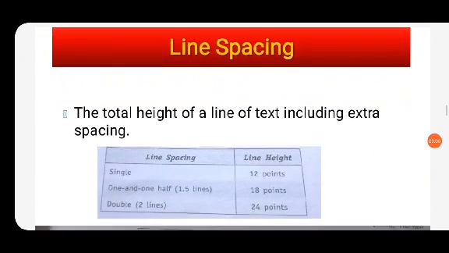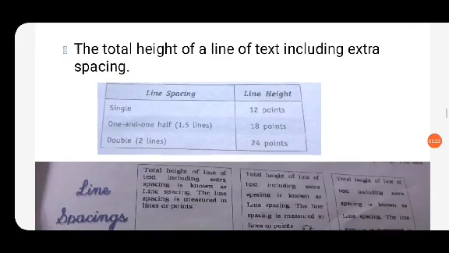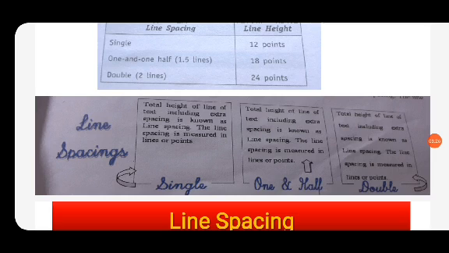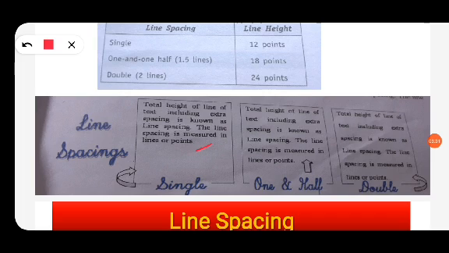Next, line spacing. Line spacing is the total height of a line of text including extra spacing. It could be single line spacing, like 12 points, 1.5, that is 18 points, and double, that is 24 points. You can see over here, if it is a single line spacing, you can see the normal spacing. If it is 1.5, the space you can see, and if it is double, the space you can see between two different lines. I hope this is clear to all of you.